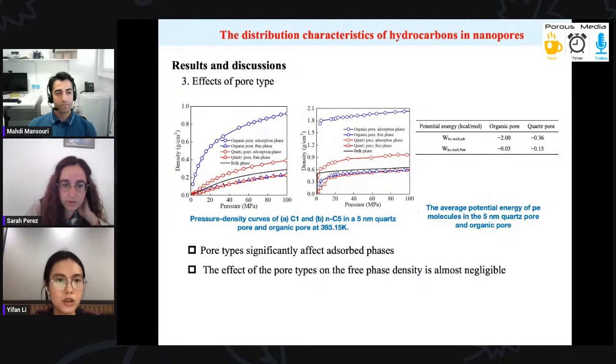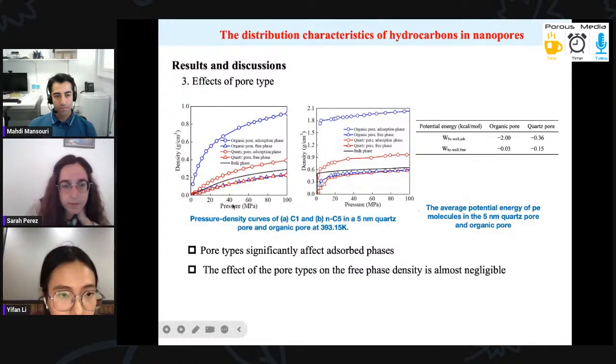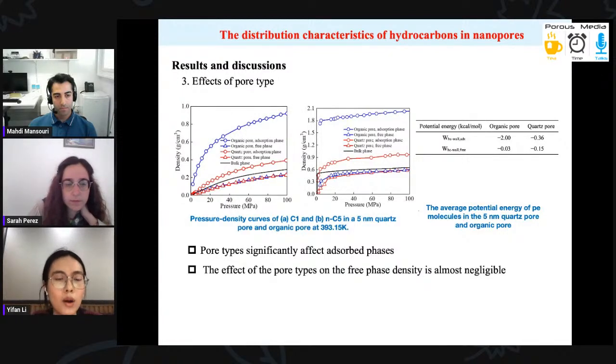So let's talk about the effects of pore types. Here we propose the pore type. There are two pore types: one is organic pore, and the other is quartz pore, just as I mentioned in the methodology part. Here we can see the pore type actually significantly affects the hydrocarbons in the shale phase, because we can see for these two curves, this is the same pressure density curve for methane and pentane.